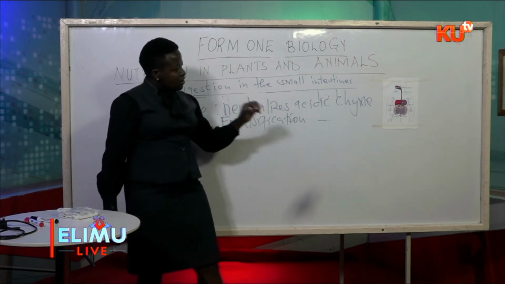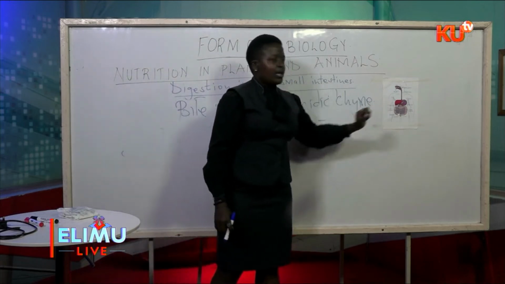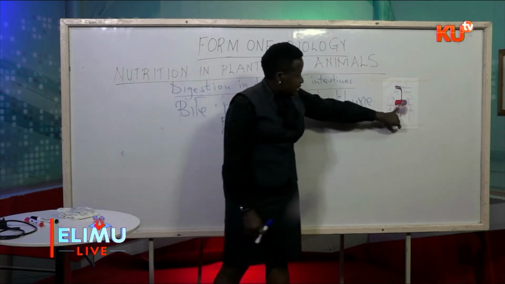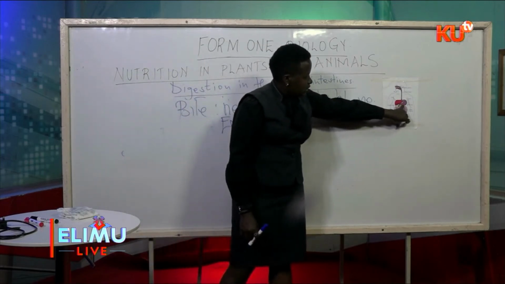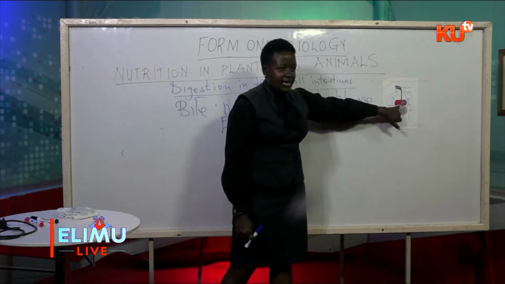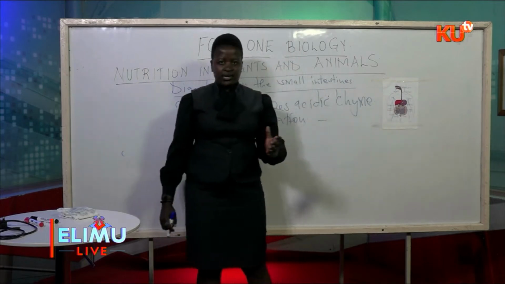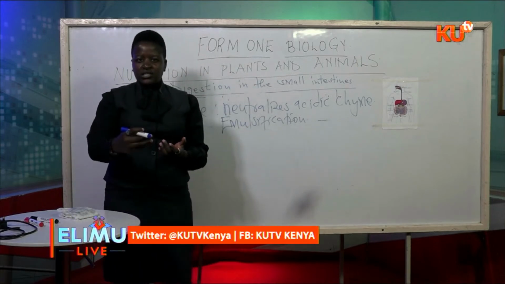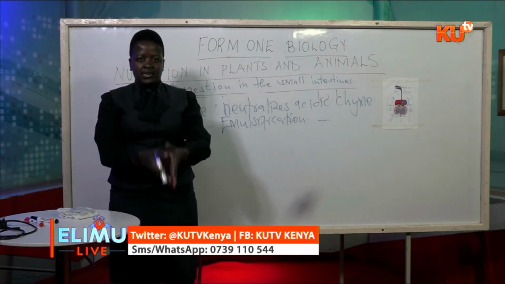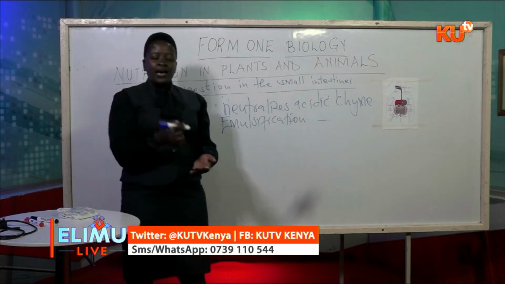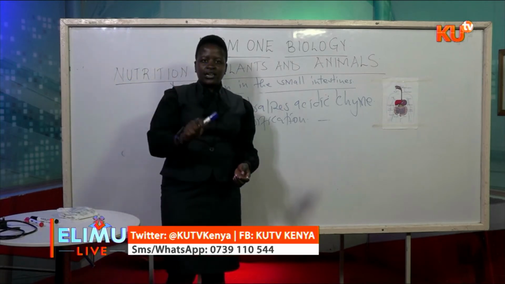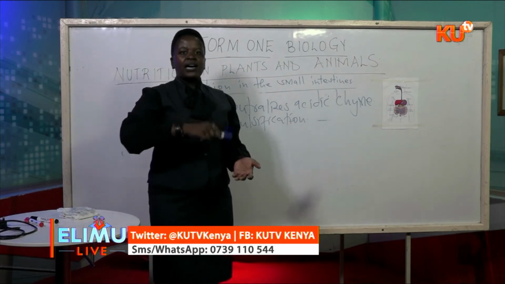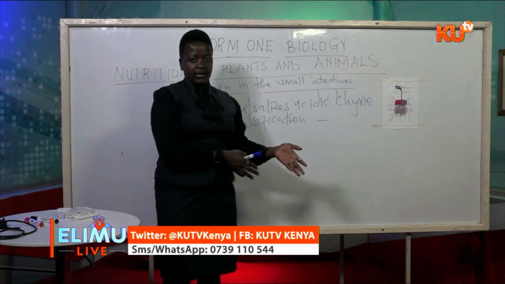So the next organ is right here, and that organ is shaped like a leaf. It is highlighted with a yellow shade. So this is the pancreas. The pancreas helps in digestion by releasing a secretion. So the pancreas releases a secretion called pancreatic juice. Now pancreatic from the word pancreas.